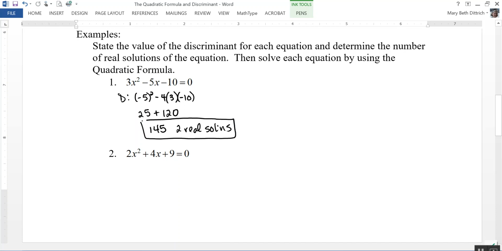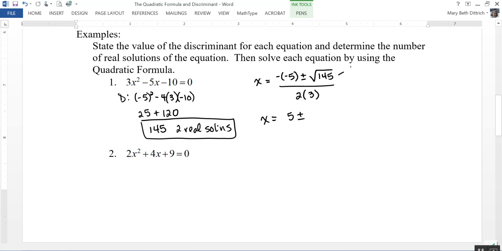Okay. Now we need to solve the quadratic equation using the quadratic formula. So that is x equals negative b plus or minus the square root of b squared minus 4ac, but I've already calculated that as the discriminant. So I know that b squared minus 4ac is going to be 145, all over 2 times a. So that's going to give me x equals, that merely means the opposite of negative 5, which is a positive 5, plus or minus the square root of 145.